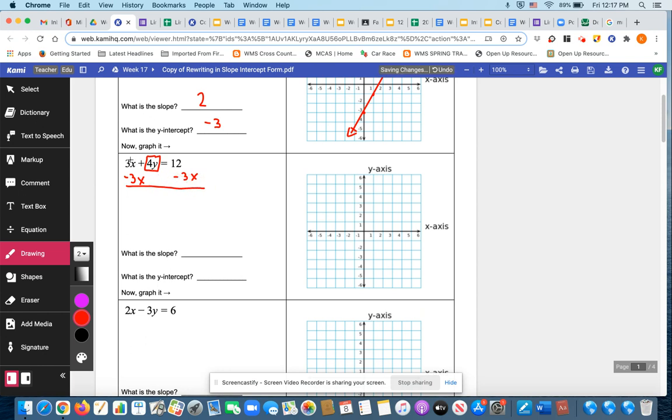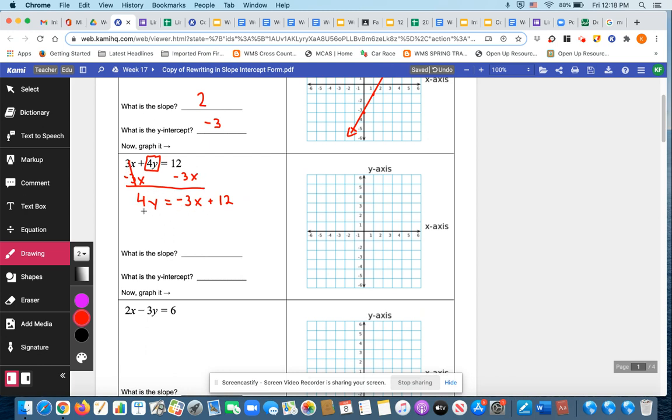We know 3x minus 3x is 0. I'm left with 4y is equal to, and I'm going to rewrite the right side of this equal sign just as I see it over here. I see a minus 3x, so I'm going to write minus 3x, and a positive 12. So I just moved this 3x from the left side to the right side.